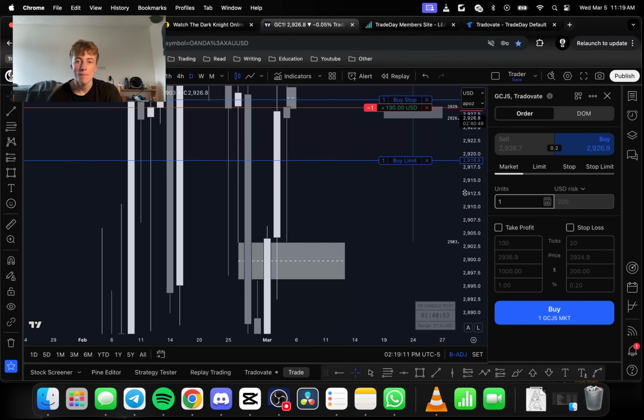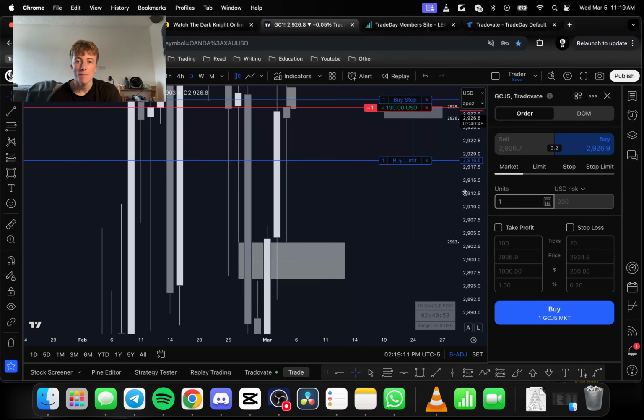But in this case, I hovered over the wick and looked right here at the low. If you pay attention, the low of this candle is 2903.4 and the low of this candle is 2903.3. So this one was literally one pipette higher than the low of this one, and therefore it did not actually run into the daily IFVG.